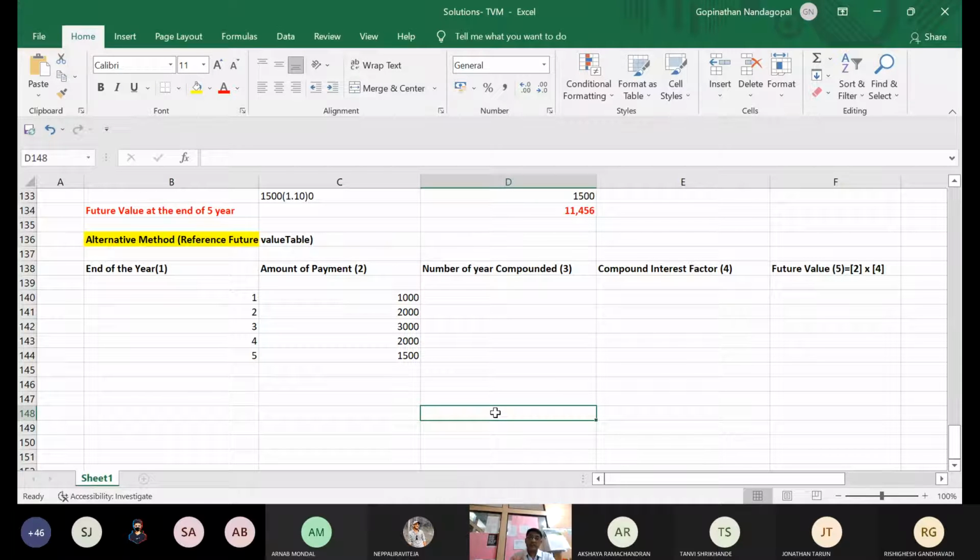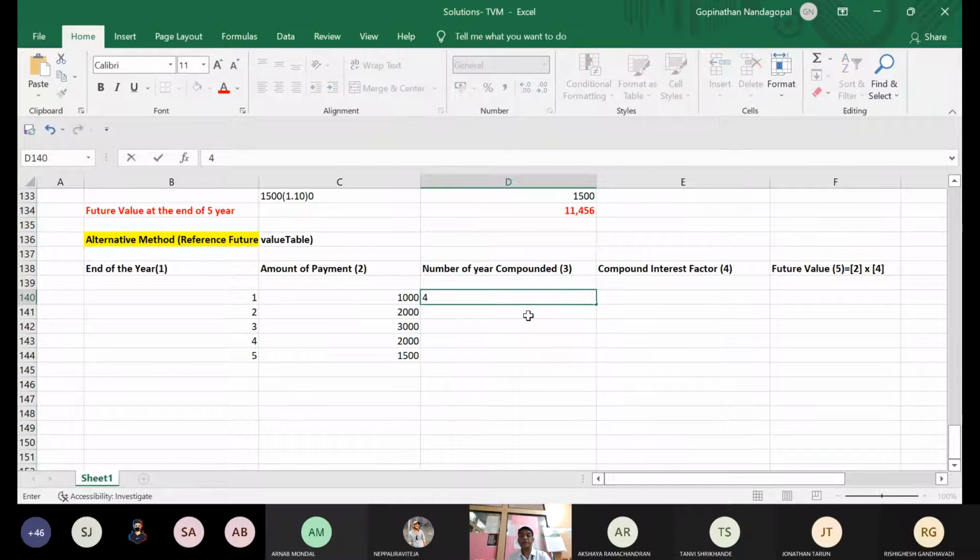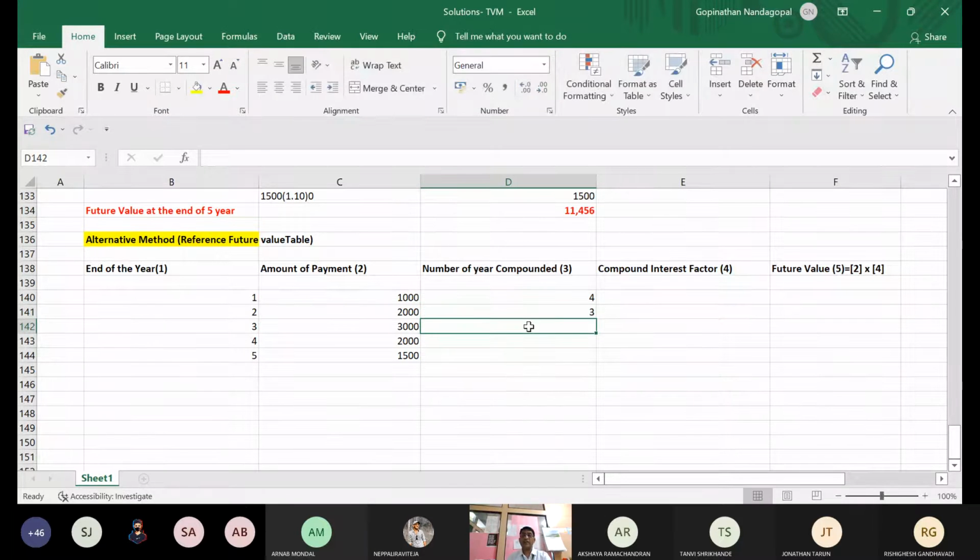Now Ravi Teja, see here. For the first year, what is the compounded year? Number of years compounded for the first year. For how many years still you have to make the payment? 4, sir. Got it now? Yes, sir. For second year, how many years still left? 3. For third year, how many years left? 2. For fourth year, how many years left? 1. For fifth year is 0.